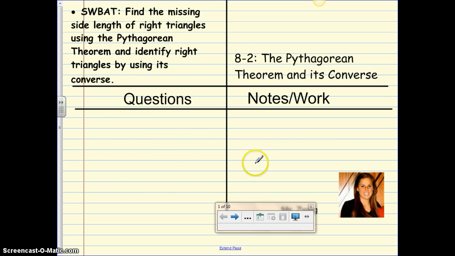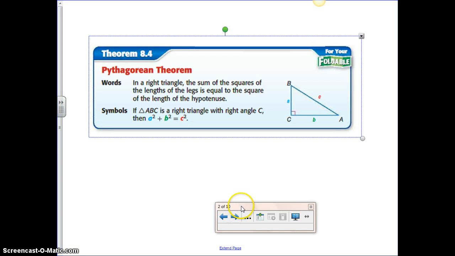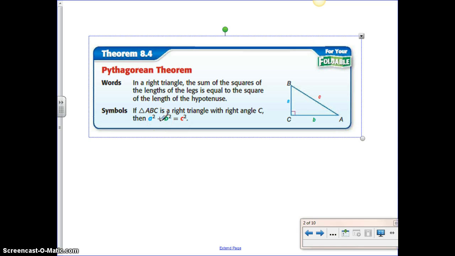Wig here, and we are doing section 8.2, the Pythagorean Theorem and its converse. By the end of this lesson, you'll be able to find the missing side length of right triangles using the Pythagorean Theorem and also identify right triangles by using its converse. This should be a review for most of you, but we will go over it anyways.